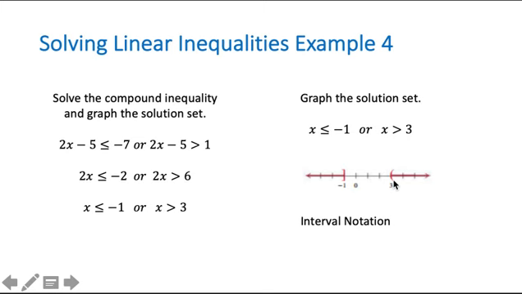Look at what this looks like in interval notation. So in interval notation, it's negative infinity to negative 1 with a bracket, and then a union symbol, that means OR, all those numbers from 3 up to infinity. And 3 is not included, which is why we use a parenthesis.